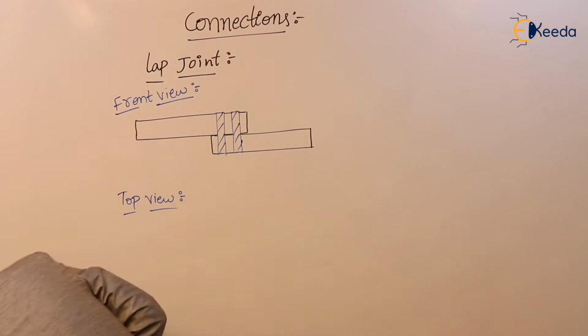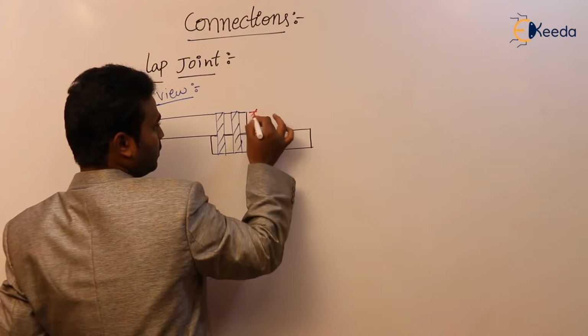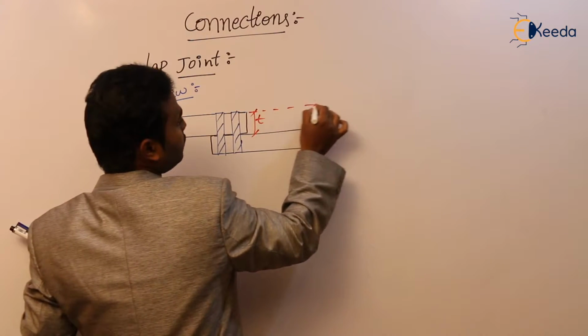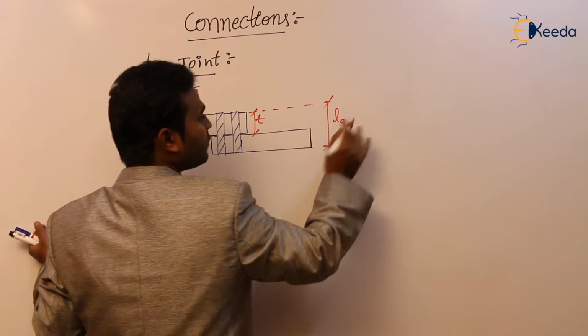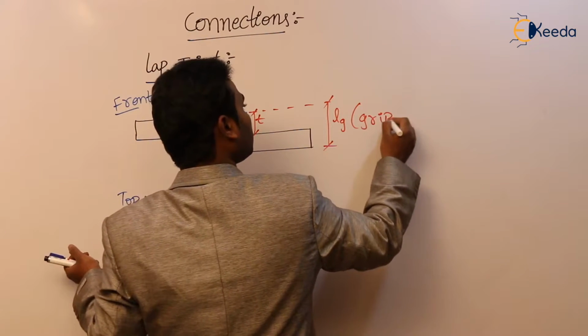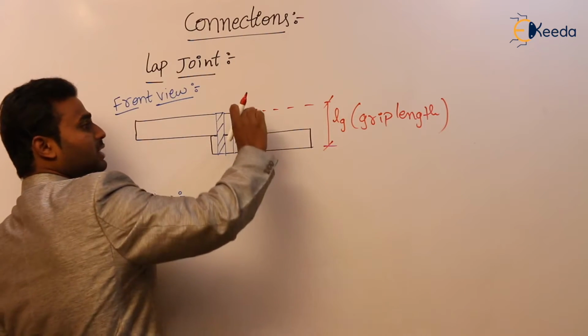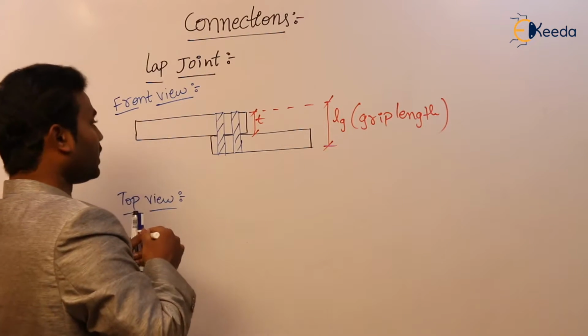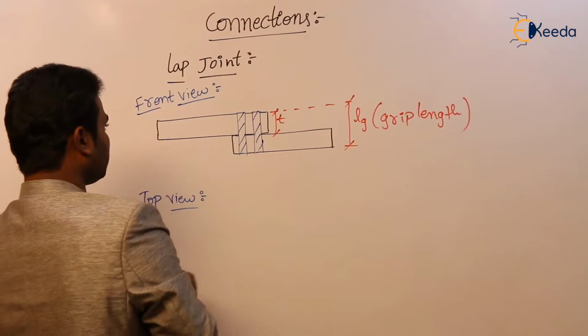So here I'm going to represent the dimensions. This is the thickness. And the distance from top to bottom is considered as a grip length, which we represent with small l, suffix G. So this is known as grip length. In front view, we can see the thickness and length, and in the triangle, the number of bolt lines. That's it.